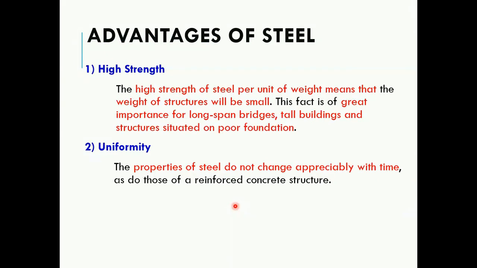Okay, so let's look at some of the advantages of steel. Steel basically has 5 main advantages. The first one is high strength. The high strength of steel per unit weight means that the weight of the structure will be small with higher strength. This is important when we are going to provide a long span, a tall building, or build on poor foundation. So we need high strength materials, and we can use steel.